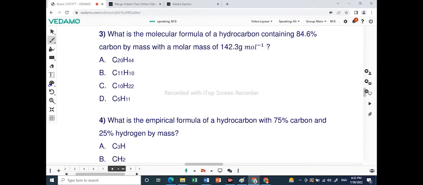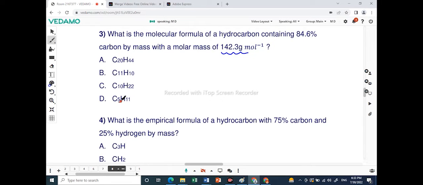Inside this question, I want to know: what's the molecular formula of the hydrocarbon containing 84.6% carbon by mass with a molar mass of 142.3? Another time, the actual molar mass of the compound that I'm looking for is 142.3. If you look at this, you're going to find that the molar mass given is more precise, since one extra decimal place is presented. So there is an extra decimal.